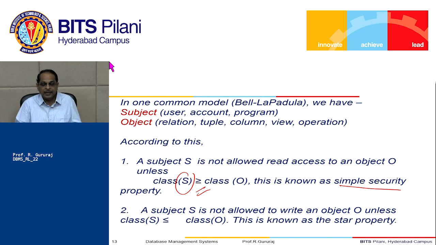And the second property is known as the star property, which defines that a subject S is not allowed to write an object O unless the class of the subject is less than or equal to the class of O. These two properties are part of the Bell-LaPadula model, where we divide the data objects and the users into classes. The users are called subjects, and the data items are known as objects.